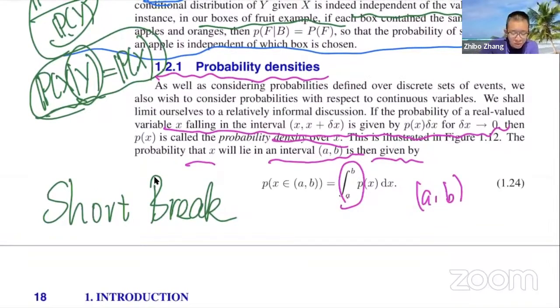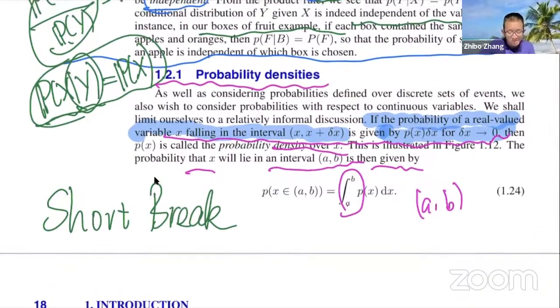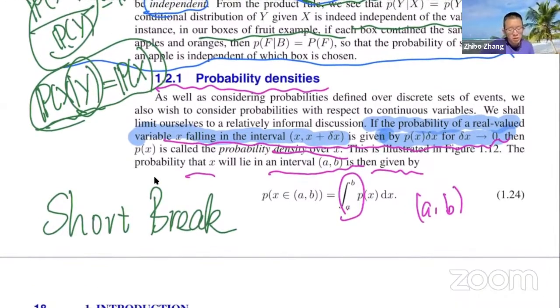Again, let's reread this definition. If the probability of a real valued variable x falling in the interval x to x plus delta x is given by p(x) delta x, then p(x) is actually the height, right? And delta x is the width of the interval. So width times height, width multiplied by height. Then p(x) is called the probability density over x.